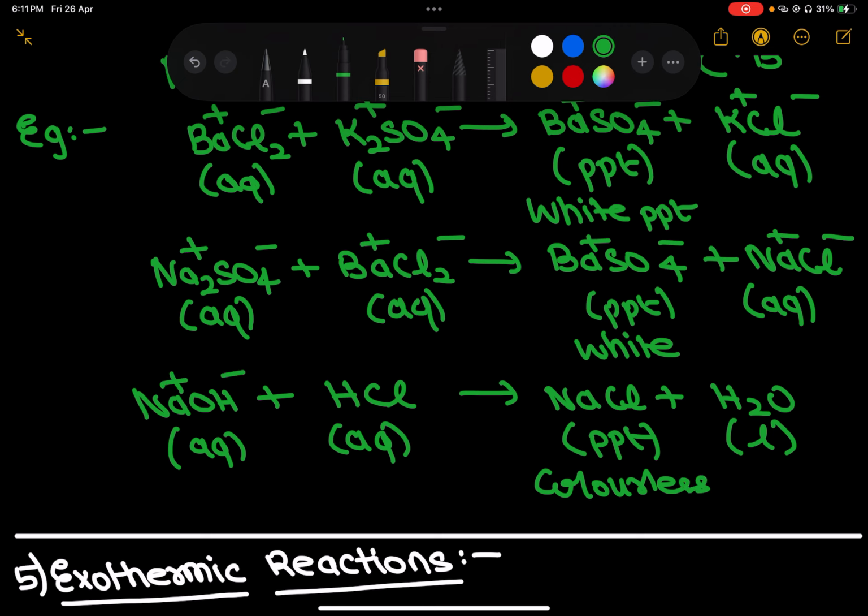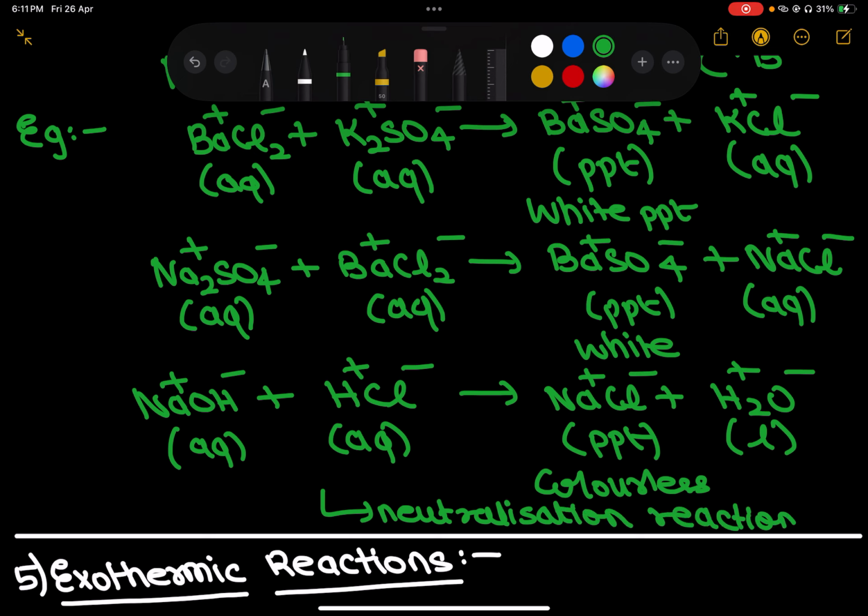Na plus OH minus, H plus Cl minus, Na plus Cl minus, H plus OH minus. This is also a neutralization reaction. We'll see more about that in acid bases. Now the other three which are remaining, I'll talk about them in my next video. So for now, this is all.